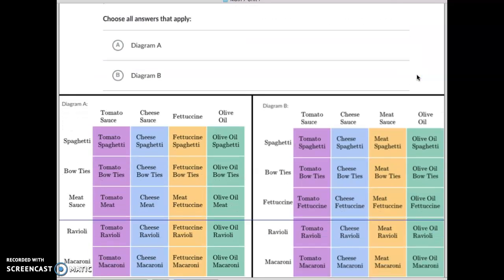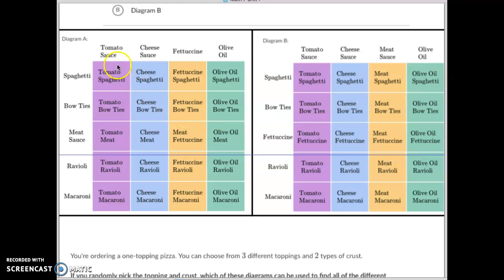So let's look at diagram A. We know that we have 5 different pastas. Spaghetti's a pasta, bow ties are a pasta, meat sauce is not a pasta, ravioli is, macaroni is, but meat sauce is not. And fettuccine is not a sauce. So unfortunately, because of the fettuccine and the meat sauce in the wrong spots, A does not work.